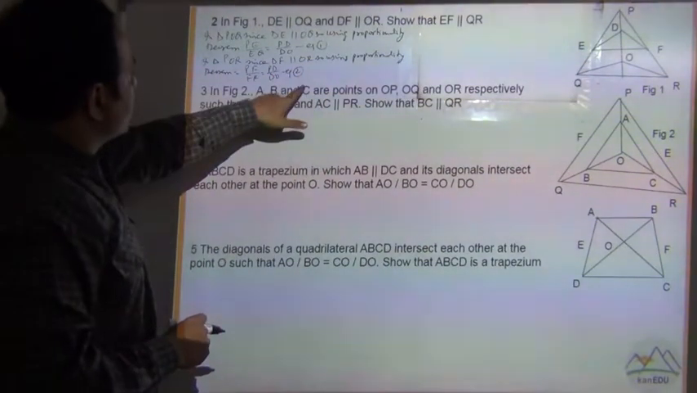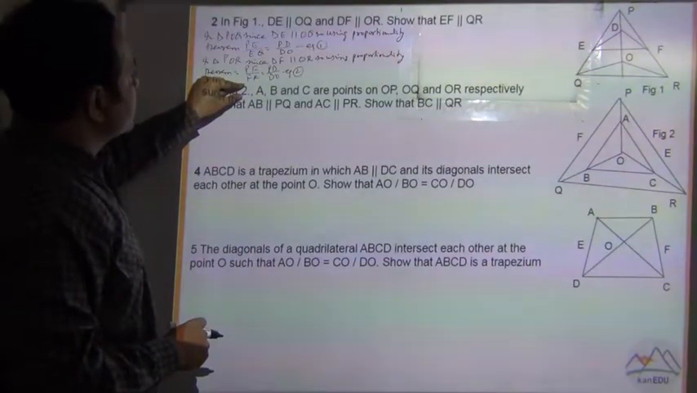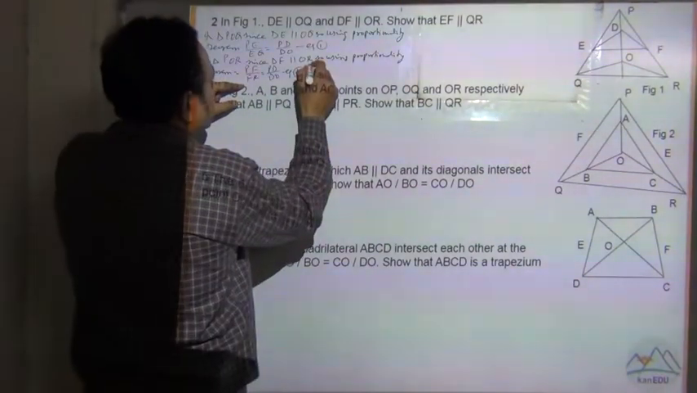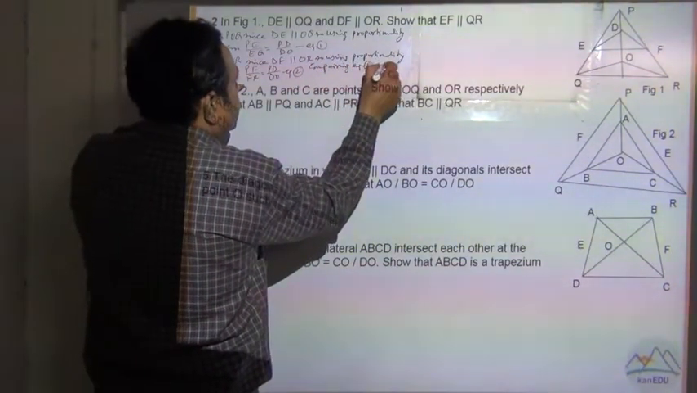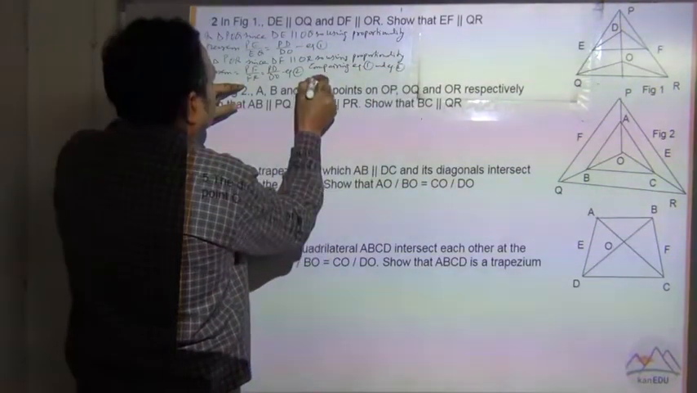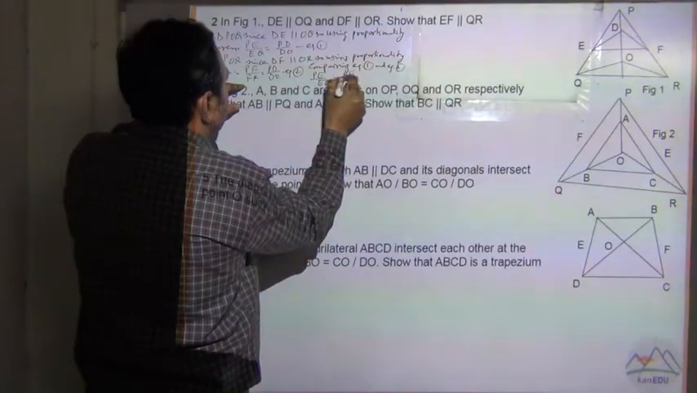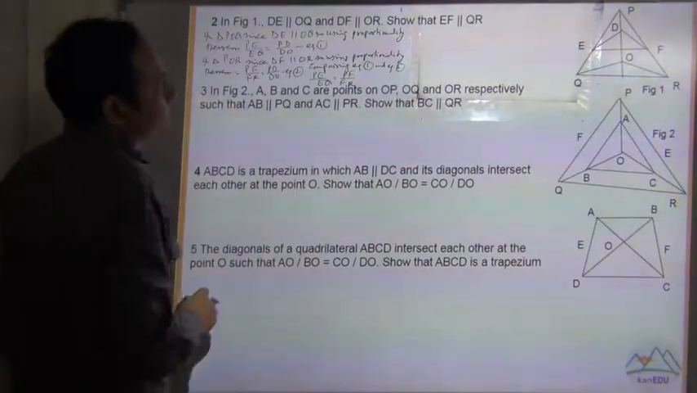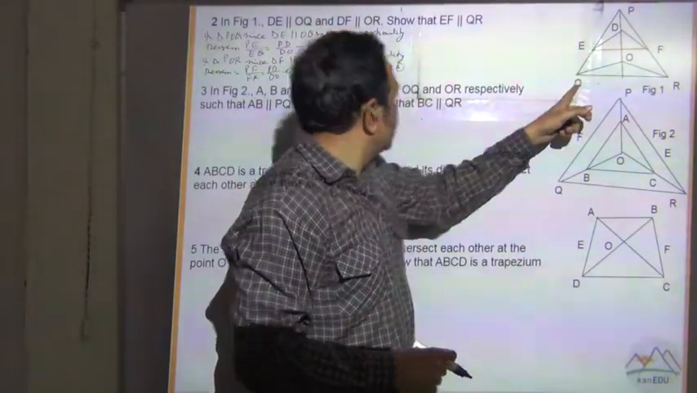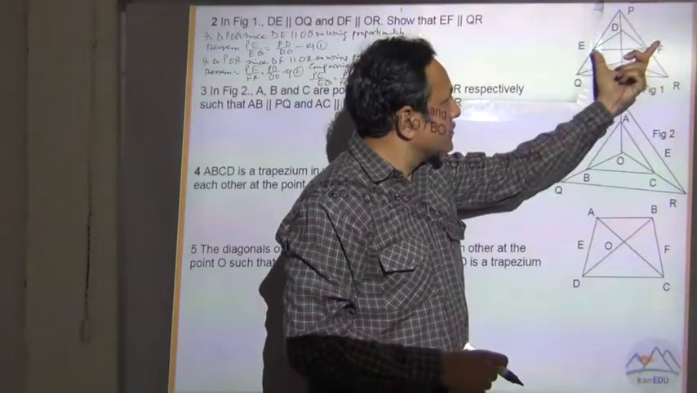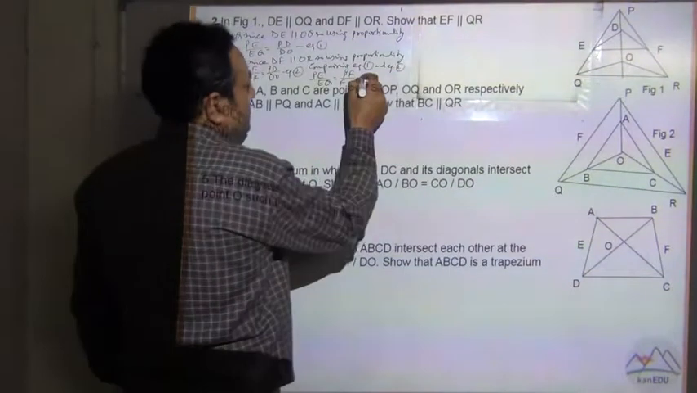Now comparing equation 1 and 2, PD upon DO is the same. So PE upon EQ is equal to PF upon FR. Since PE upon EQ is equal to PF upon FR, it means by the reverse of the proportionality theorem, EF is parallel to QR.